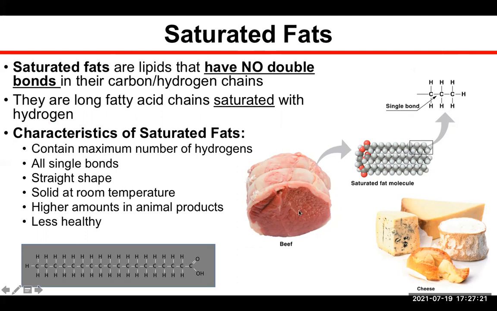Some key characteristics of saturated fats are that they contain all their hydrogen places filled within the carbons. And so they have only single bonds between every carbon. Because of that, they're going to be a long, straight shape. And because of the straight shape, they can basically lay on top of each other quite easily. And because of that, they're typically solid at room temperature.